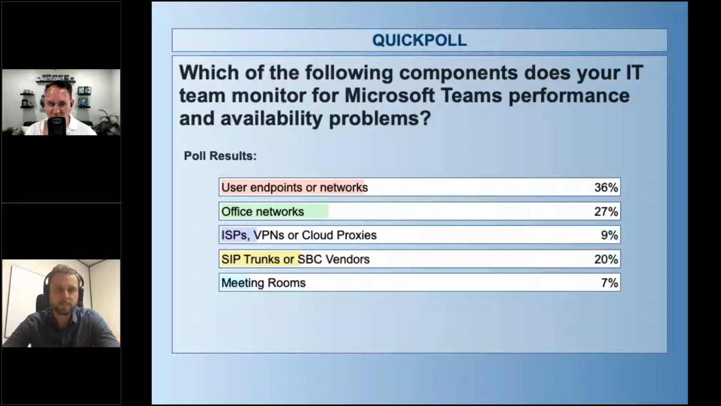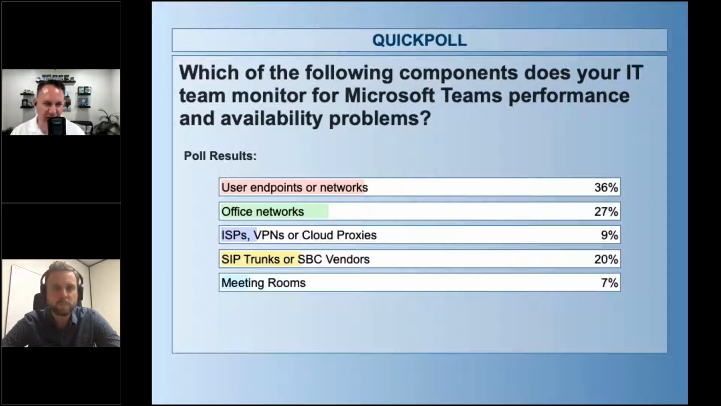It's the endpoints, the internal networks, office networks. You can see that there's still some use of monitoring ISPs. I know that's kind of difficult for some, so that's why I'm assuming it's 9%. You can see an even smaller percentage doing meeting rooms, and there is some use of monitoring your SIP trunks, SBC vendors, and that sort of thing as well. Rob, any surprise from these results, really, as you think about it? No, not really. That's pretty consistent with what I expected. Maybe the office networks is a bit higher than I expected, but a lot of organizations are implementing return to office plans, so that's probably understandable.